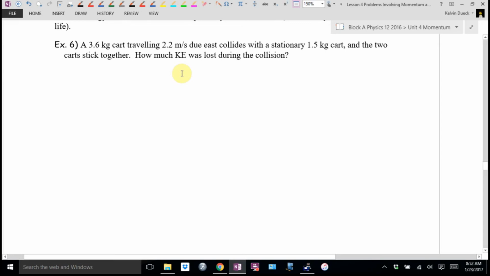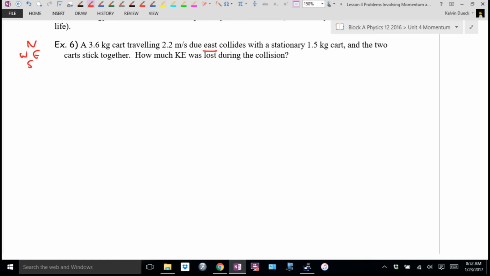It says a cart traveling 2.2 meters per second due east. There's a compass direction, north, east, south, west. It collides with a stationary cart and the two stick together. How much kinetic energy was lost during the collision? During the collision. I think I'm going to be using conservation of momentum and conservation of energy.